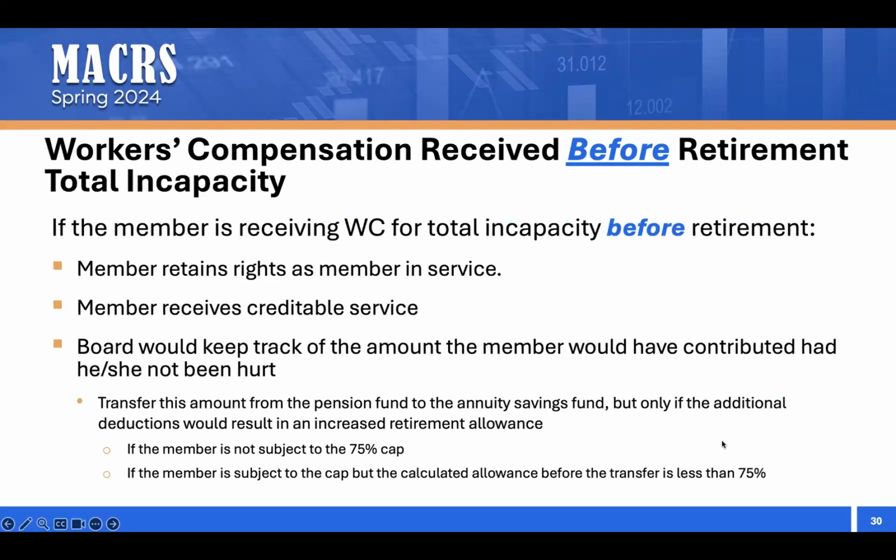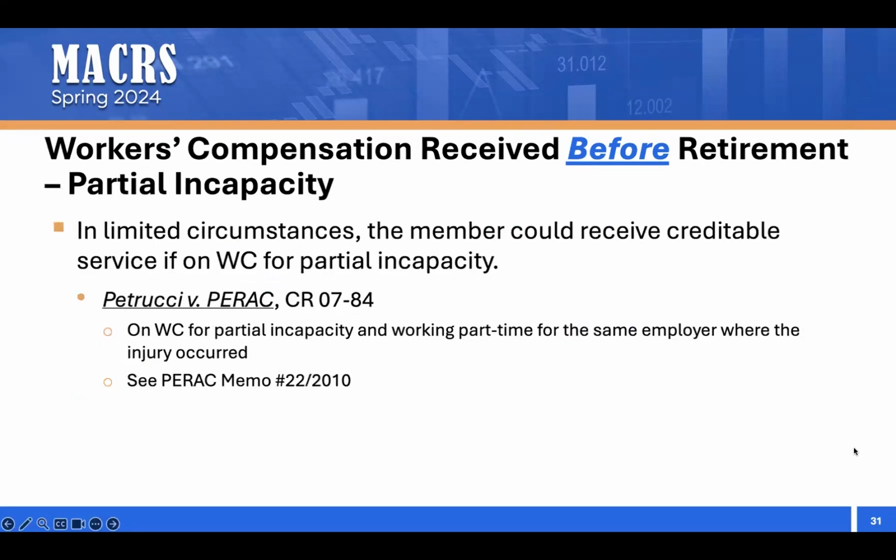Okay, so as I said, the member retains the rights as member in service, the creditable service, and keep track of the contributions. In limited circumstances, if a person is receiving workers' compensation for partial incapacity, they could receive creditable service.